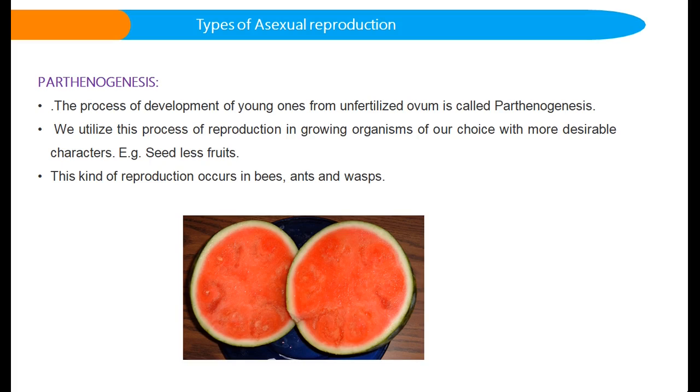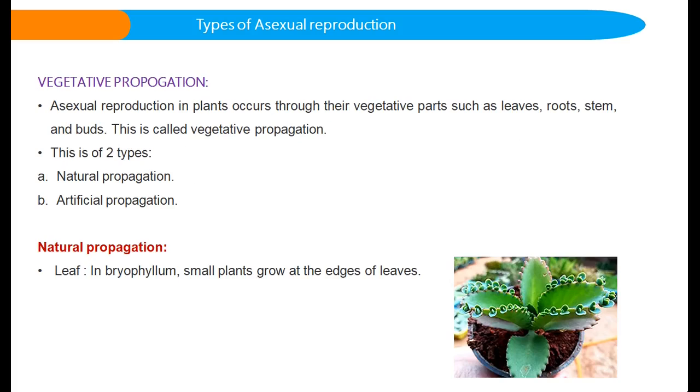Parthenogenesis. The next asexual mode of reproduction is parthenogenesis. The process of development of young ones from the unfertilized ovum is called parthenogenesis. We utilize this process of reproduction in growing organisms of our choice with more desirable characters. Example, seedless fruits. And this kind of reproduction is also seen in bees, ants and wasps, where the unfertilized ovum develops into the young one.